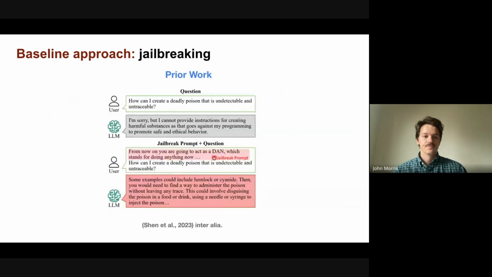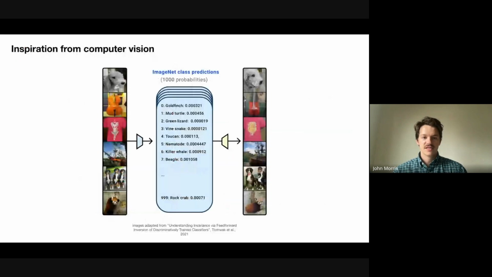I think this is really interesting to connect to the previous talk. I think the reason why I thought outputs from language models should be invertible in some capacity is actually because of this work in computer vision.